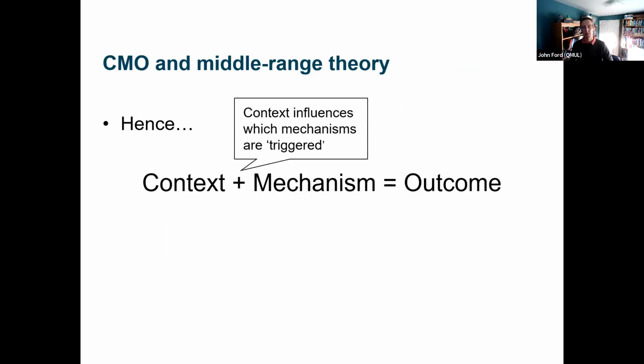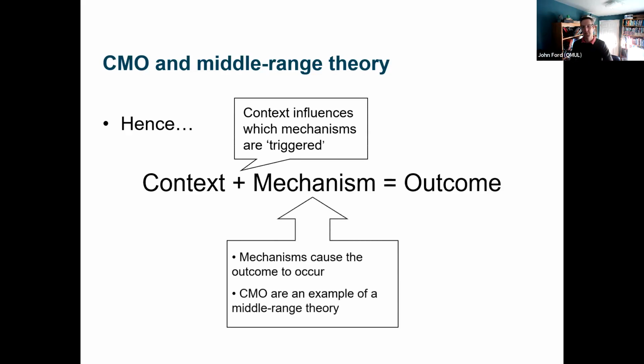So within the CMO configuration, what we're saying is that there's a set of contexts, and within those contexts, it triggers a mechanism, and the mechanism leads to an outcome. The context is quite often described as an intervention. So when we're doing realist evaluations, the context is the service we're trying to evaluate. So what is it about that service? When we introduce that new context or change the context, what mechanisms are triggered and what outcomes are produced?